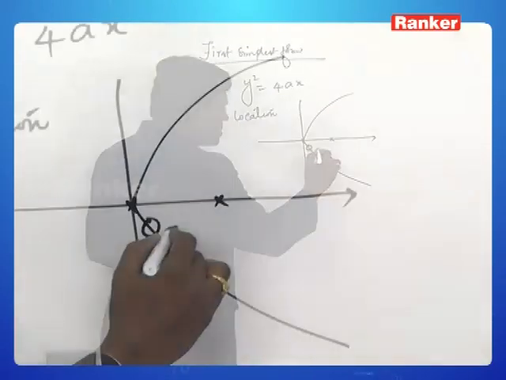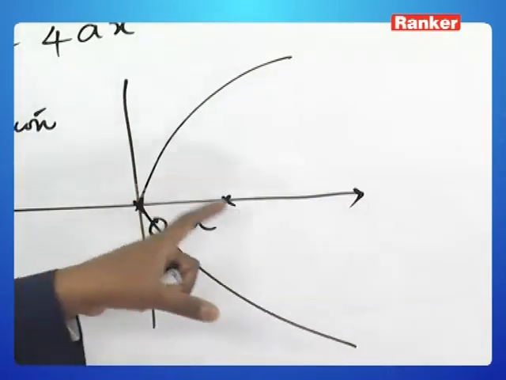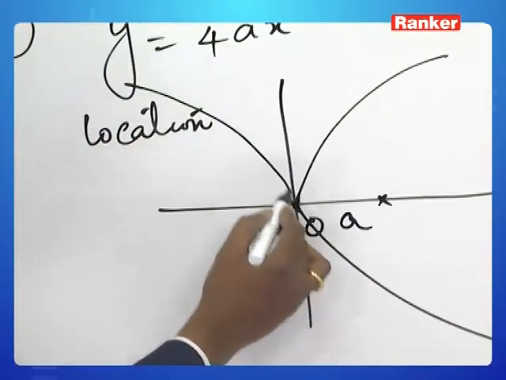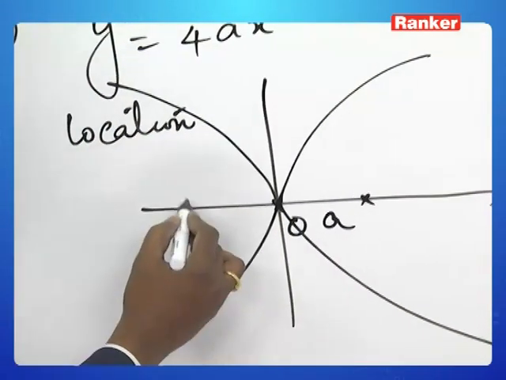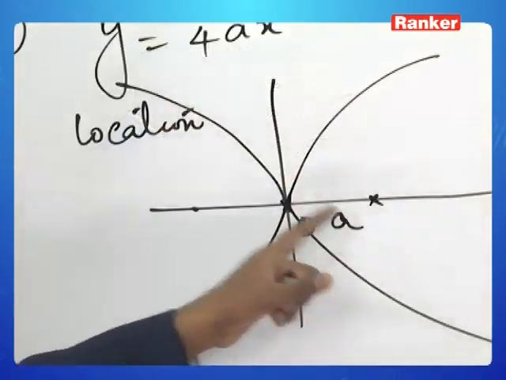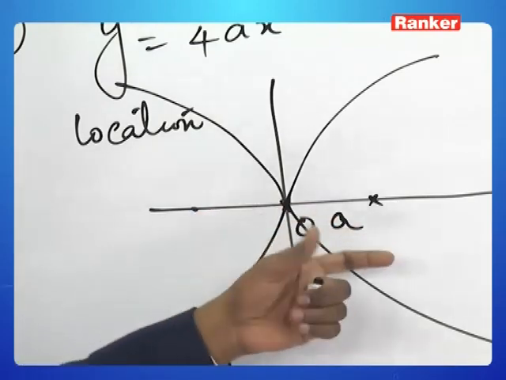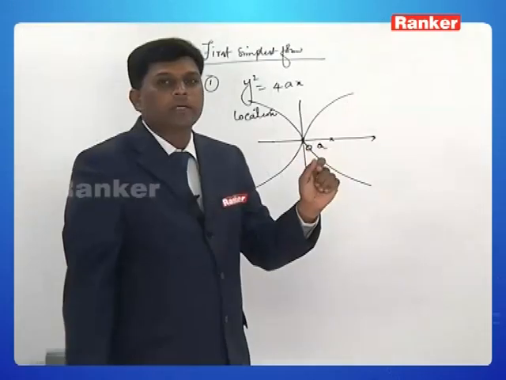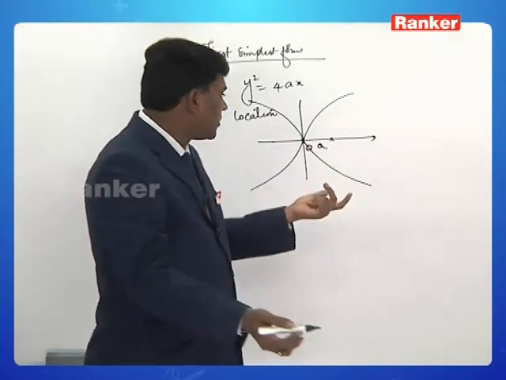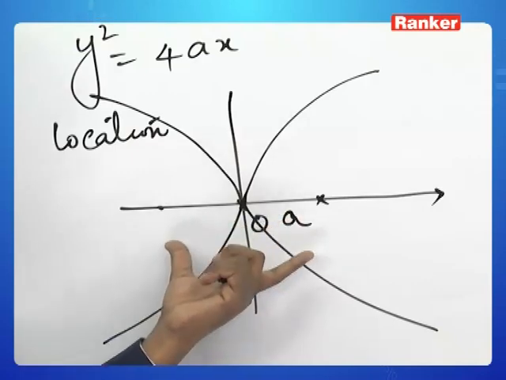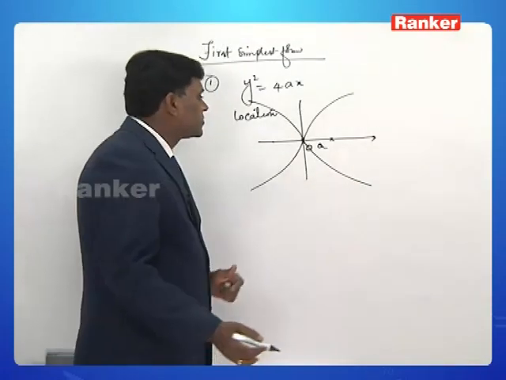If a is positive, we can take the parabola in this location. In case a is negative, we can take the same parabola on the other side. Whether it is positive or negative, always the focus position will be at a comma 0. a may be positive or a may be negative. This is the location of the parabola in its first simplest form.